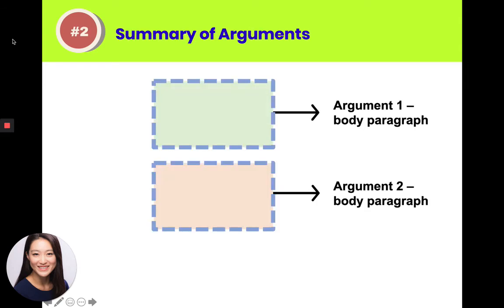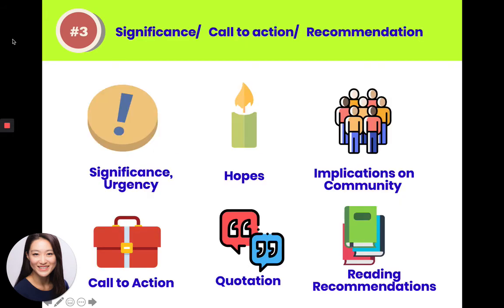Next, spend some time reminding the reader about the two arguments you used in the body of the essay and that you've thoroughly developed through evidence. What were your arguments? What are some key points you want the reader to remember?